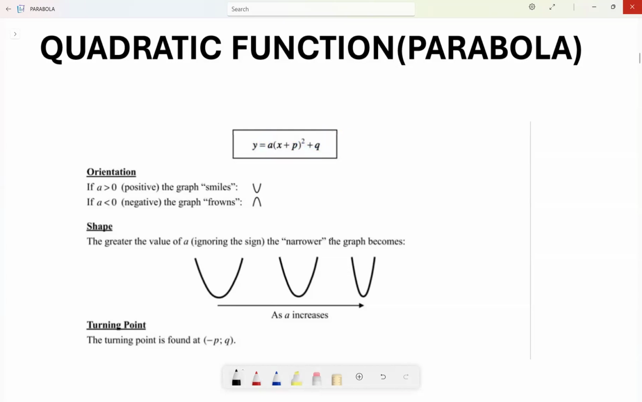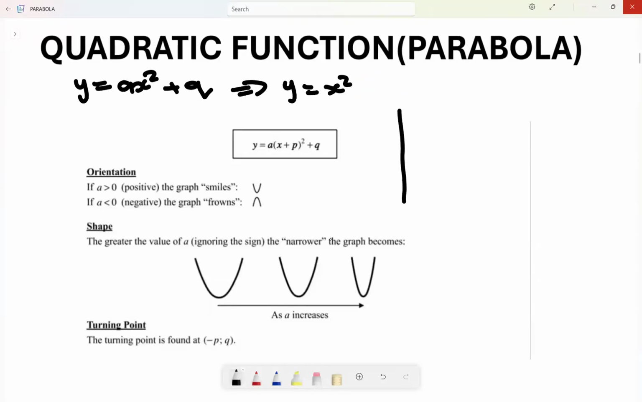So we know from grade 10 that our parabola was y is equal to ax squared plus q only. For an example, something like y is equal to x squared minus 4. Actually, the original is y is equal to x squared, let me draw it. Y is equal to x squared, it is just this part. This is what we learned in grade 10, just this part. I'm going to explain the shape in a moment.